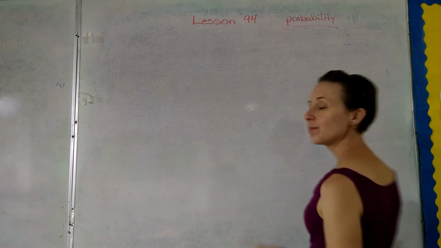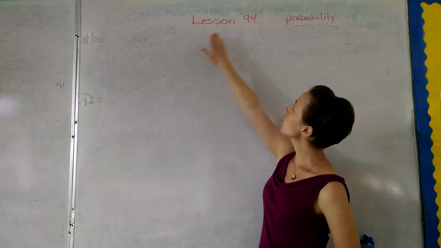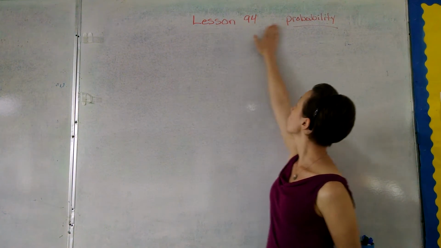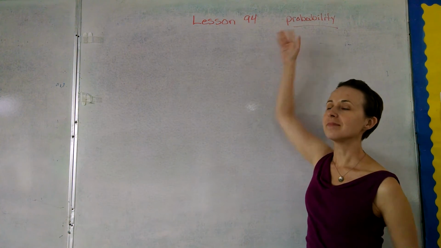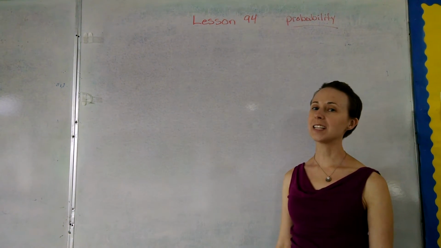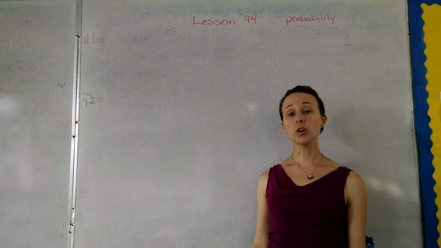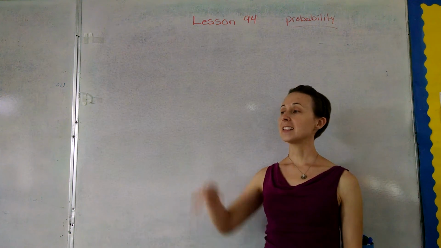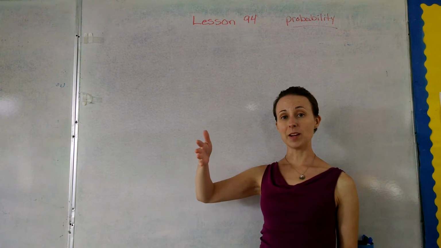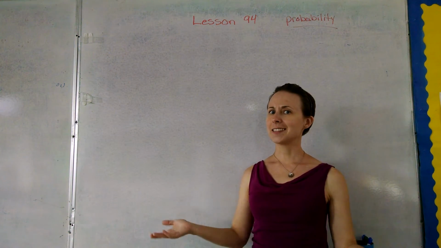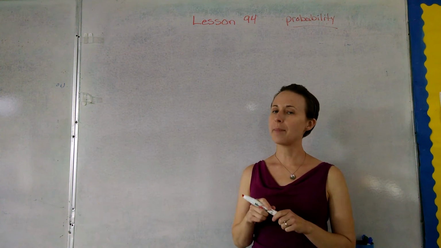This is Saxon Math for 6th grade. Today we're doing lesson 94. We're studying probability. Yes, probability once again. Probability looks like a ratio. It's usually a fraction in the way that it appears. And it's what are your chances? What are your chances that something will happen?